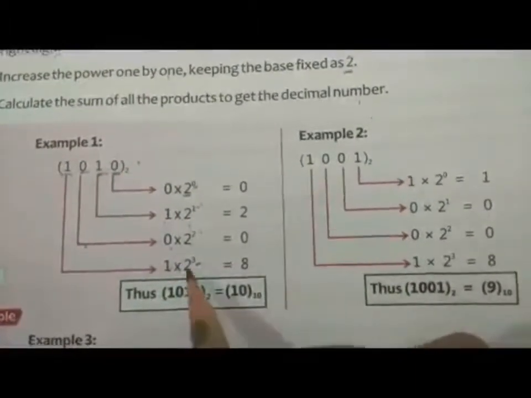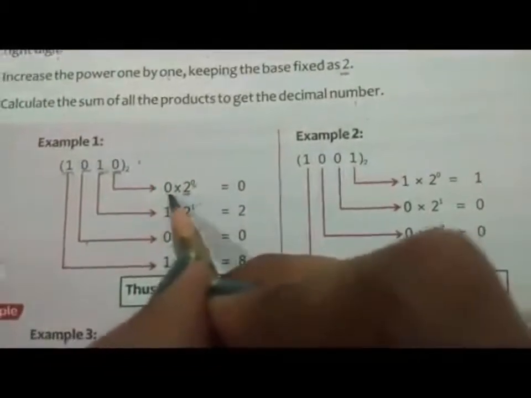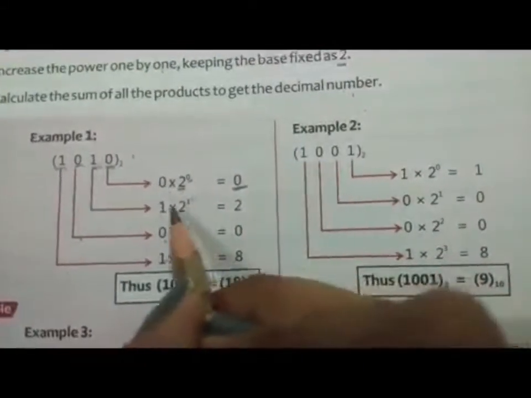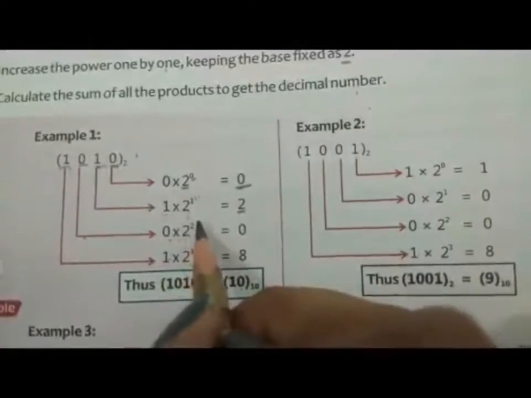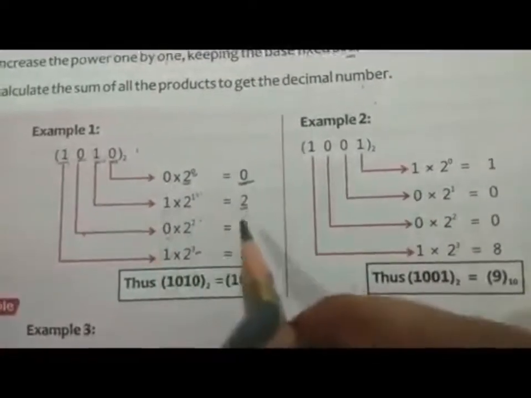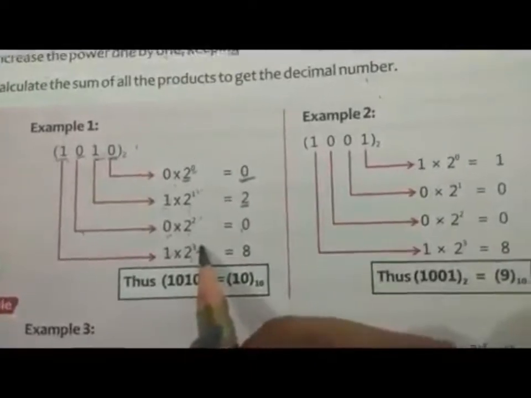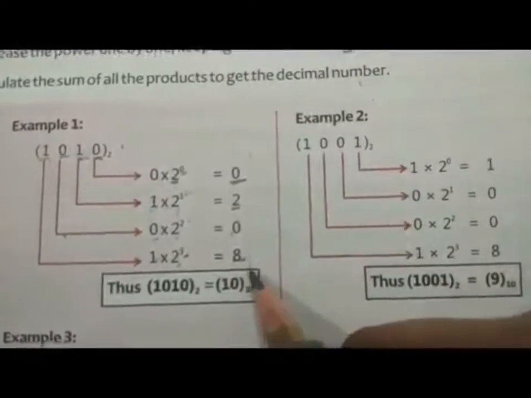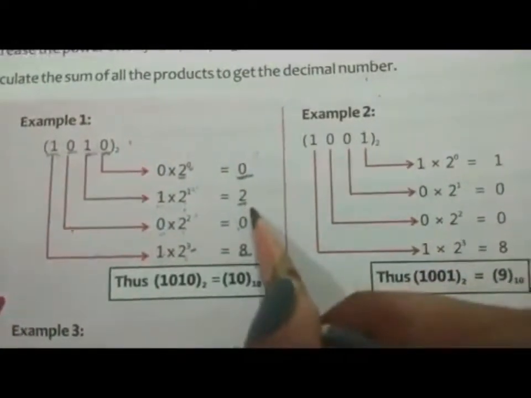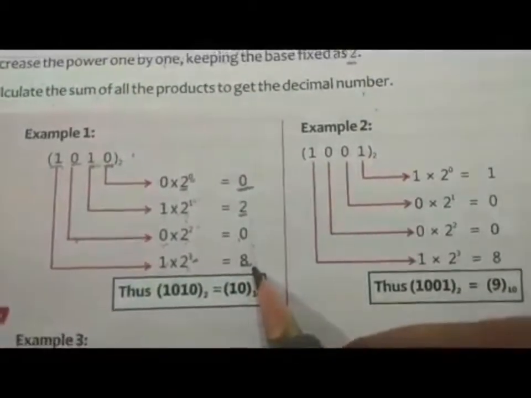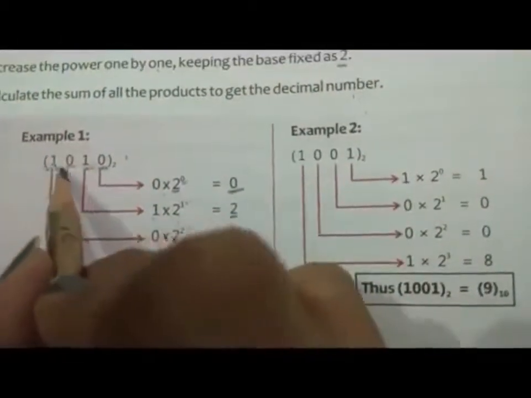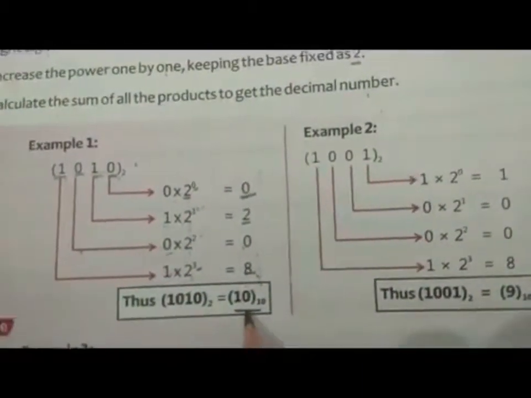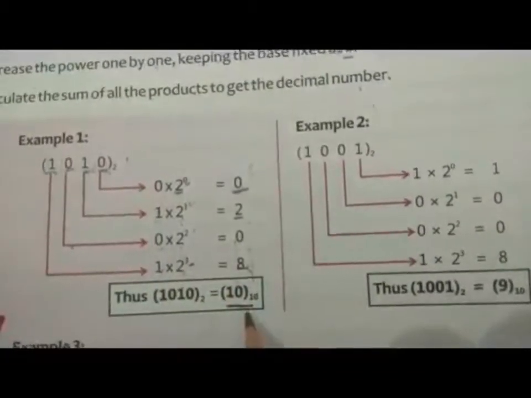Now we have to add all the things. From here we will get 0 into 1, 0. 2 raised to power 1, 2. 2 into 1, 2. 2 raised to power 2, 4. 4 into 0, 0. 2 raised to power 3, 8. 8 into 1, 8. So we have these numbers. Now we have to add them: 0 plus 2 plus 0 plus 8. What is the number? 10. So now we can say this binary equivalent is converted into its decimal number.